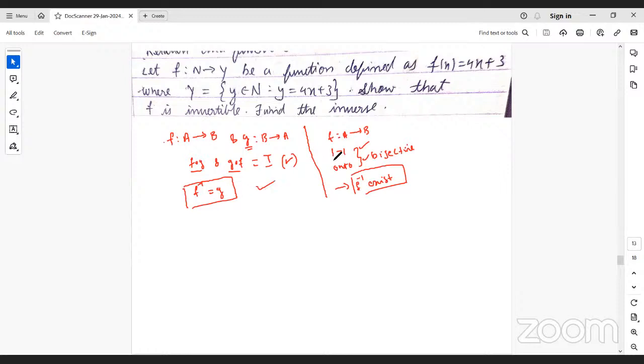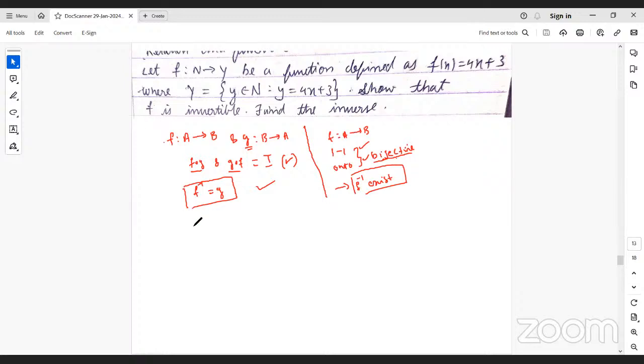A function is said to be invertible if its inverse exists. For a function to have an inverse, it should be a bijective function. If it is bijective, then the inverse, that is f inverse, exists. To check this, we make use of the composition of two functions, to show f inverse is equal to g, that is, the function g is the inverse of the function f. With this concept, we will discuss the first question in today's class.